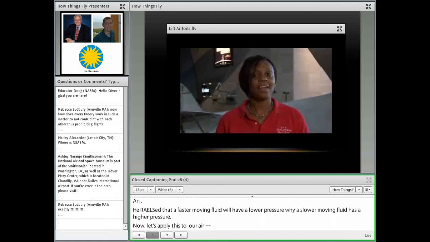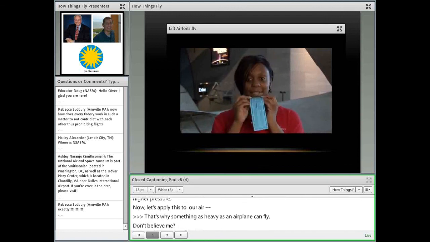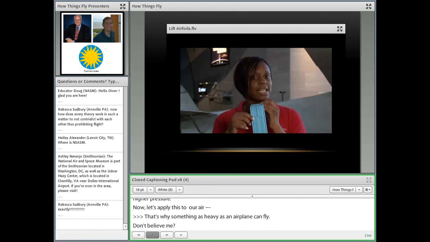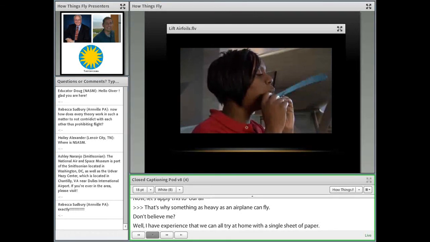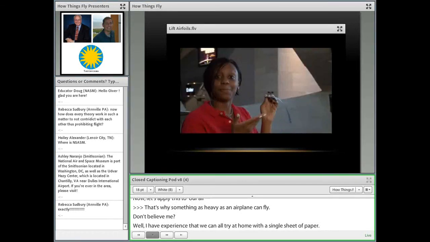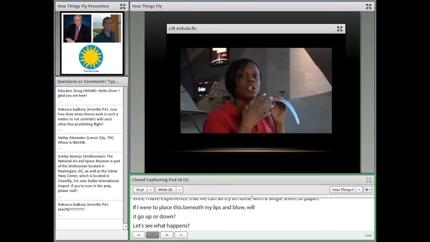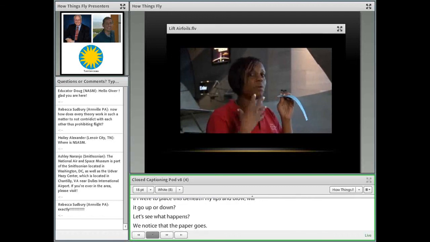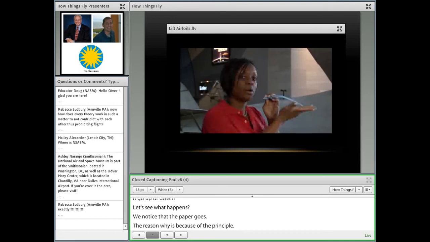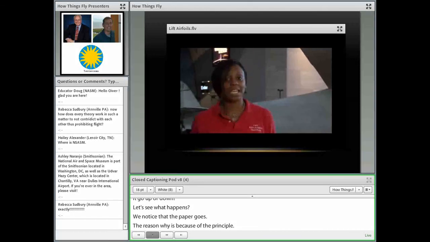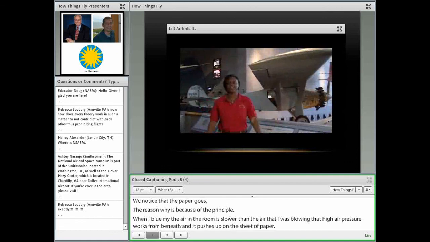Don't believe me? Well, I have an experiment we all can try at home with a single sheet of paper. If I were to place this paper beneath my lips and blow, would it go up or would it go down? Let's see what happens. We notice that the paper goes up. And the reason why is because of Bernoulli's principle. When I blew my fast air on top of the sheet of paper, it was a lower pressure than all of the air in the room, because the air in the room is slower than the air that I was blowing. So that high air pressure works from beneath and it pushes up on our sheet of paper. And the same thing is happening to an airplane's wing. And that's why something as heavy as an airplane, like the Spirit of St. Louis, is able to generate lift.